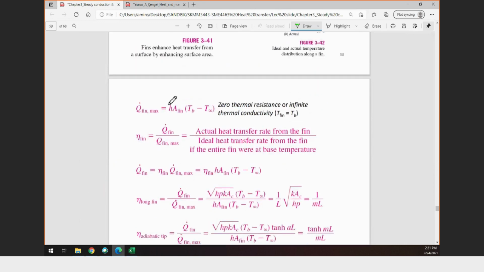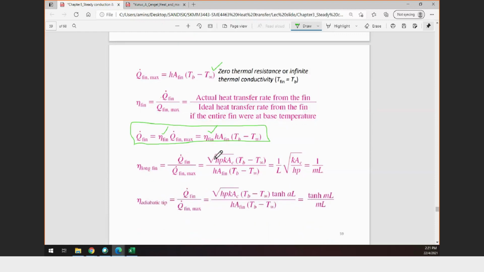Okay, so once you know the maximum heat transfer, you can find the actual heat transfer of the fin if you know the fin efficiency. So this is how they used to calculate the actual heat transfer by the fin. So you don't use all the tanh, sinh hyperbolic functions to calculate the heat transfer.